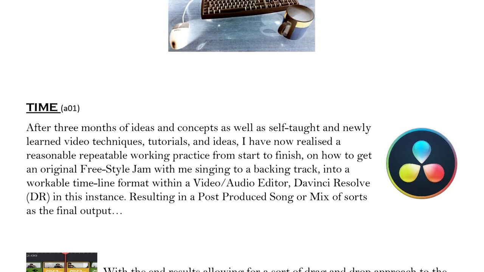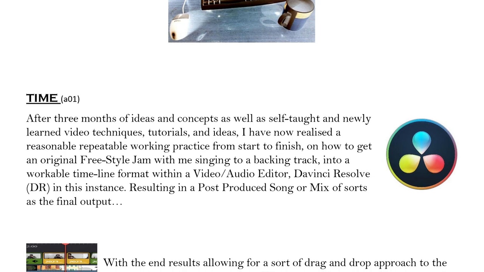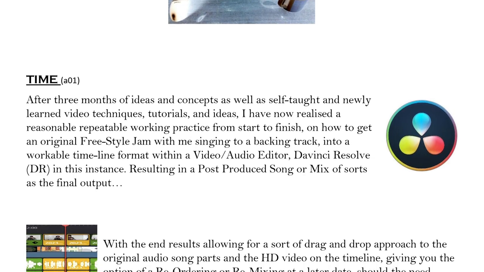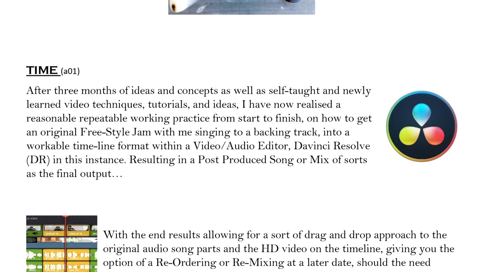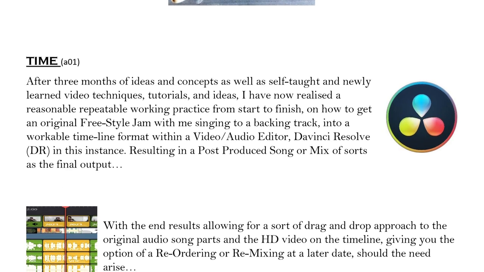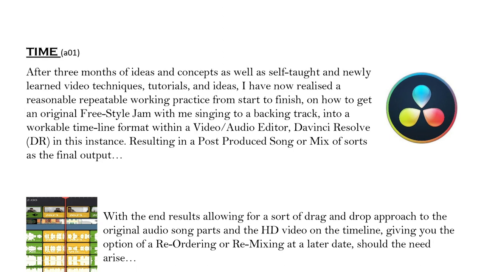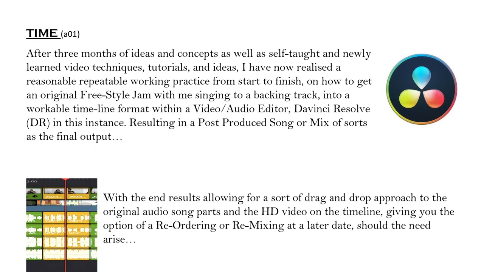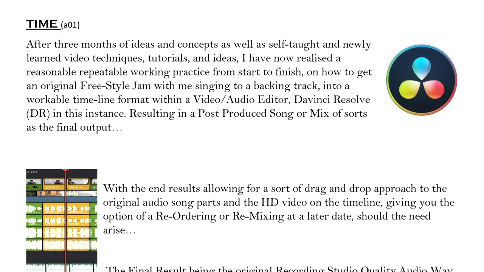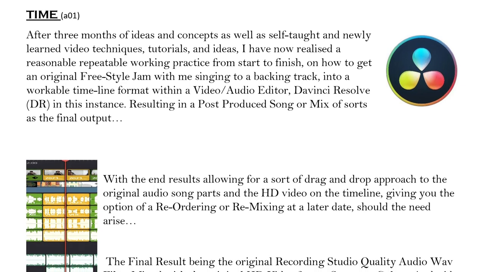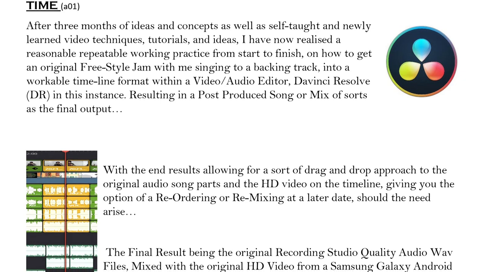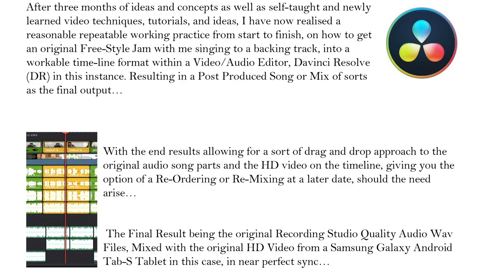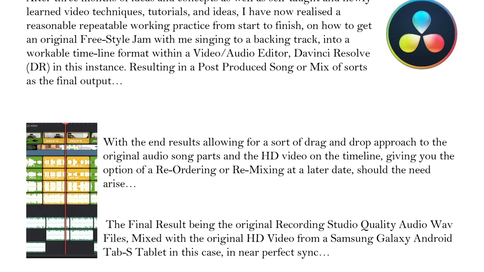I have now realized a reasonable, repeatable working practice from start to finish on how to get an original freestyle jam with me singing to a backing track into a workable timeline format within a video audio editor, DaVinci Resolve in this instance, resulting in a post-produced song or mix of sorts as the final output, with the end results allowing for a sort of drag-and-drop approach to the original audio song parts and the HD video on the timeline, giving you the option of reordering or remixing at a later date, should the need arise.